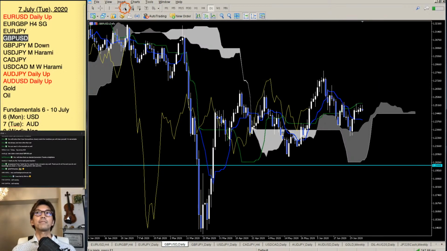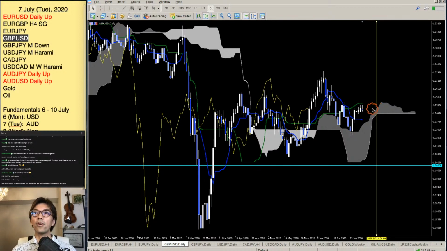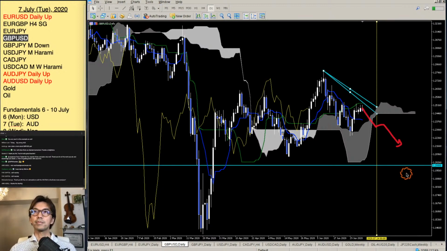So you put the vertical line, and you know that the price is below these forecast lines now. So this is bearish. Until the price breaks these forecast lines upwards, this is still bearish. So after the Kumo breakout, you can expect the continuous downtrend. This is very easy, very simple, but very powerful.